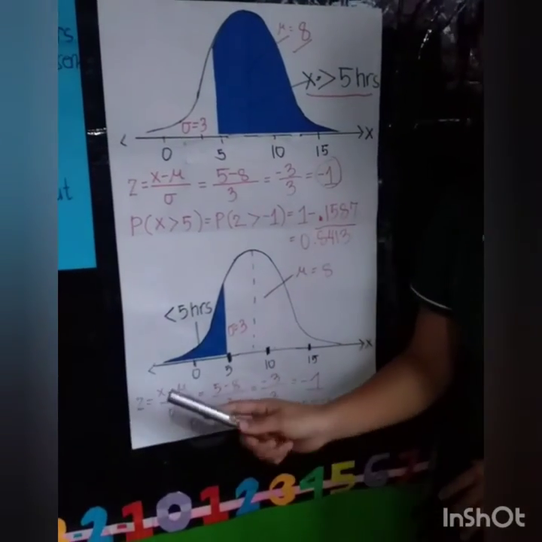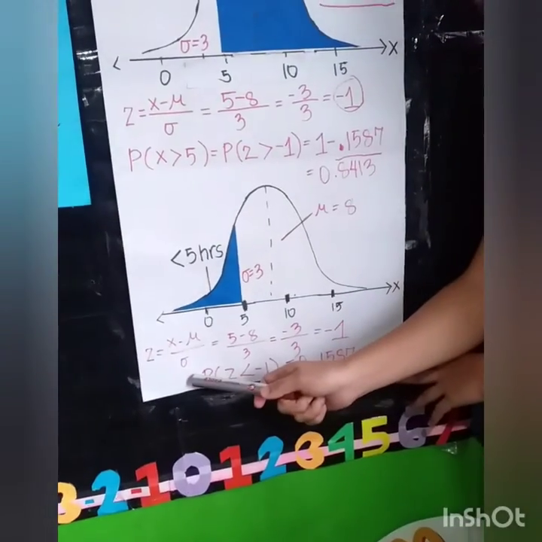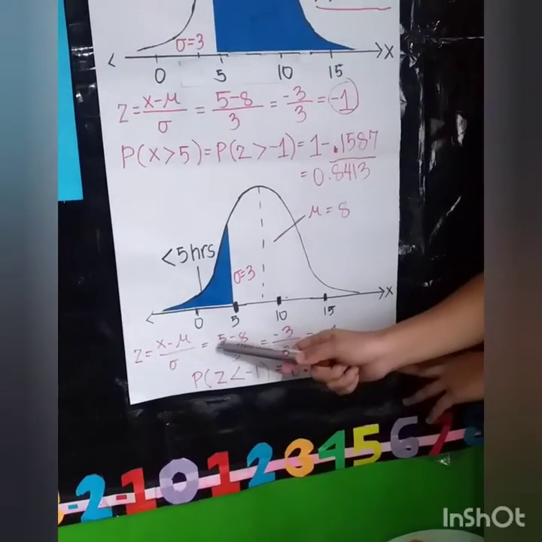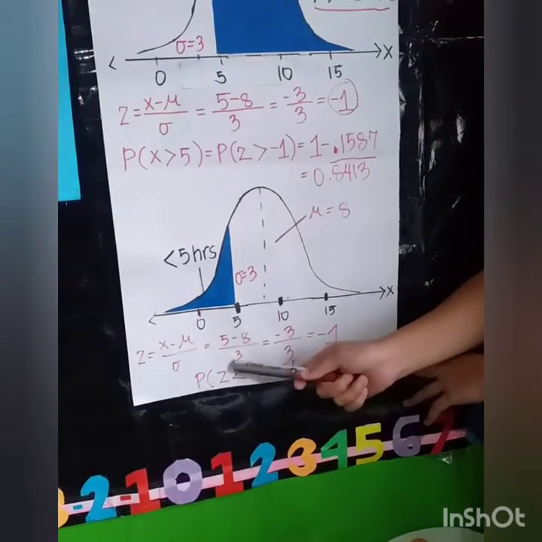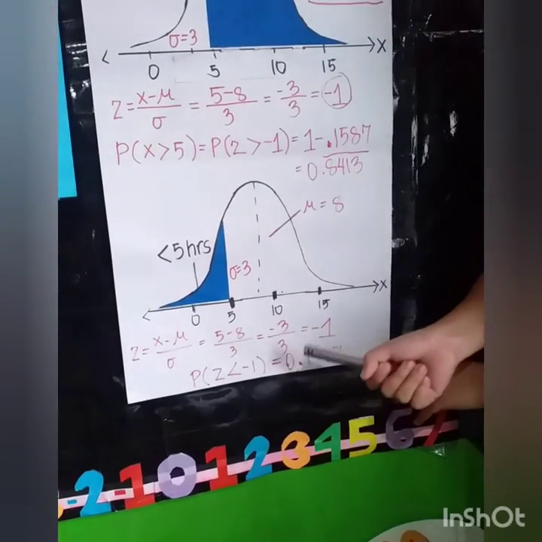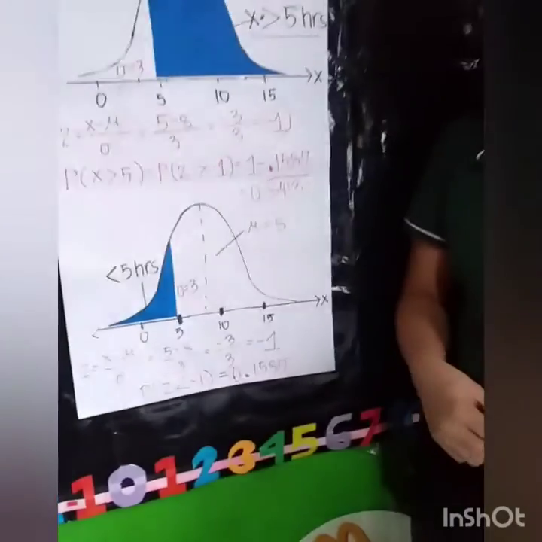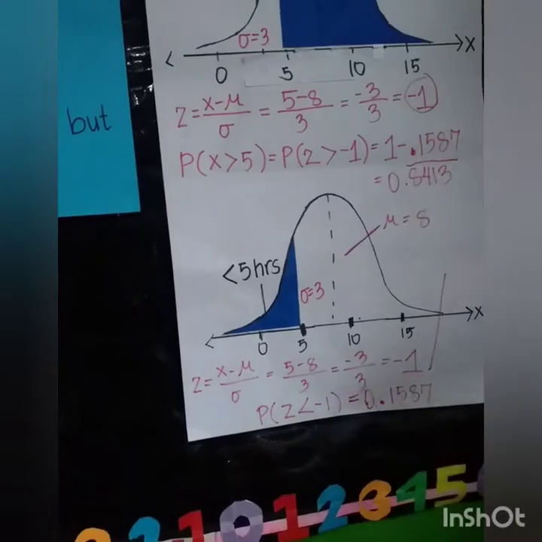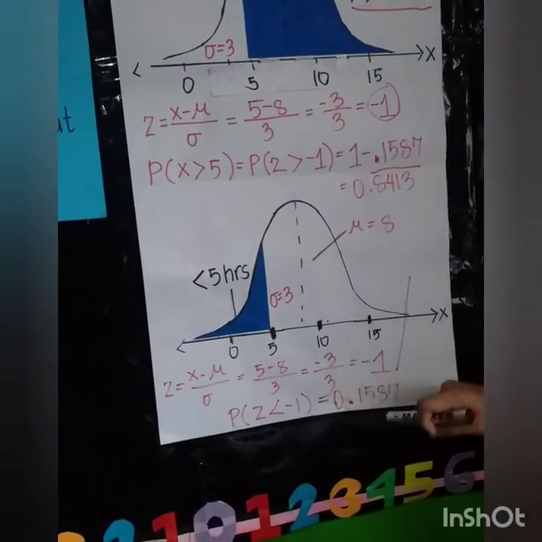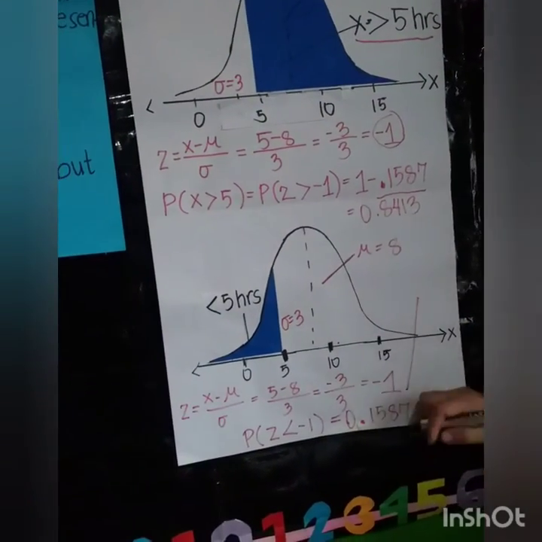So we will substitute. z equals x minus mean over the standard deviation, equals 5 minus 8 over the standard deviation 3, equals -3 over 3, equals -1. Since it is less than, we do not subtract it anymore. Our probability is 0.1587, or in percentage, 15.87%.